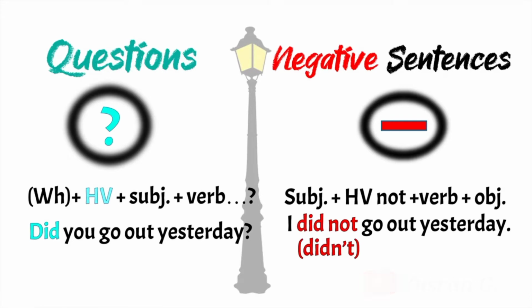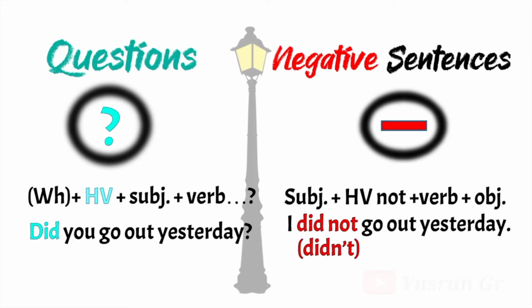Okay, WH question word if you have one, like where, how long, etc., plus the helping verb, did in this case, then subject and then the verb. Okay, like in our example, did you go out yesterday? Okay, that's a good example.